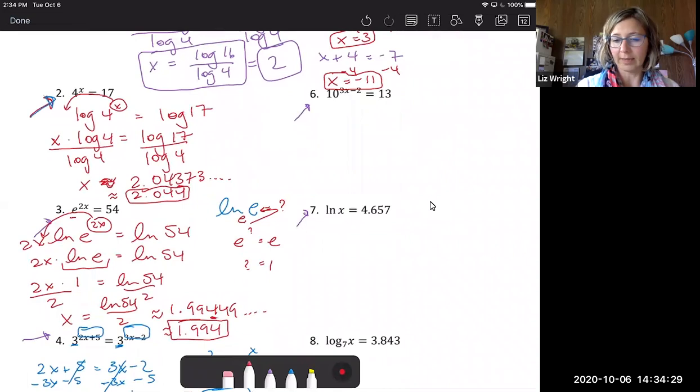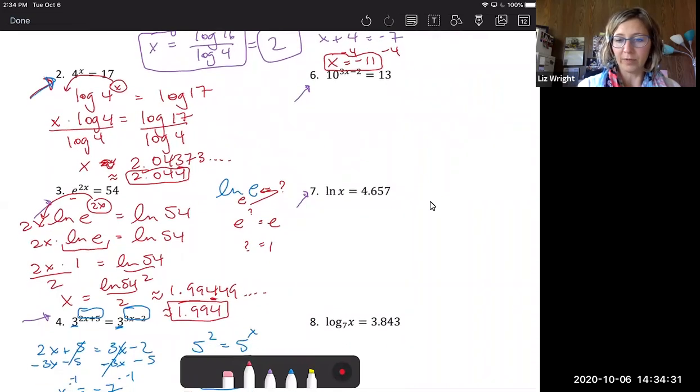Okay, let's look at number 6. This time we've got an x in our exponent. So what are we going to do in order to bring it down? To solve it, you should take the log of both sides.